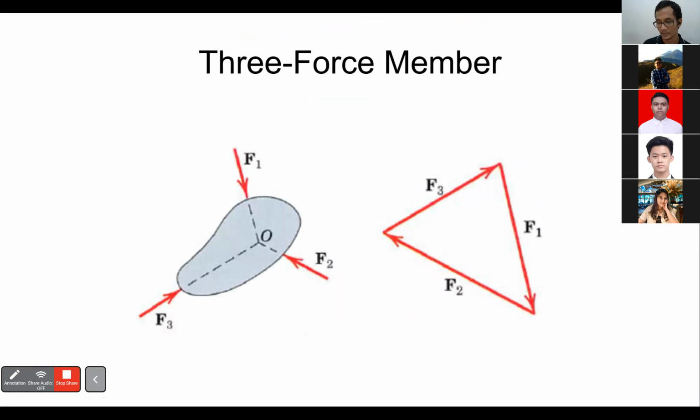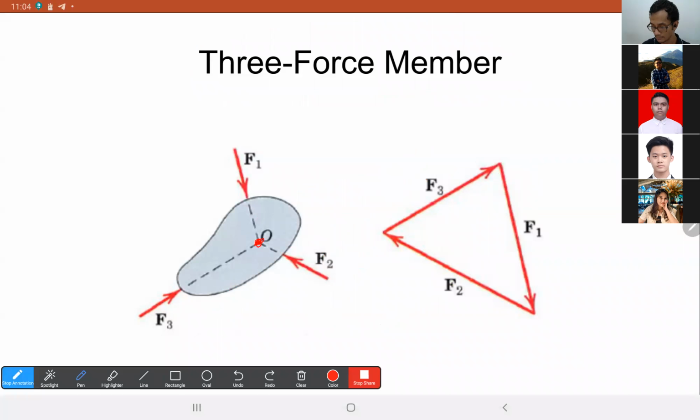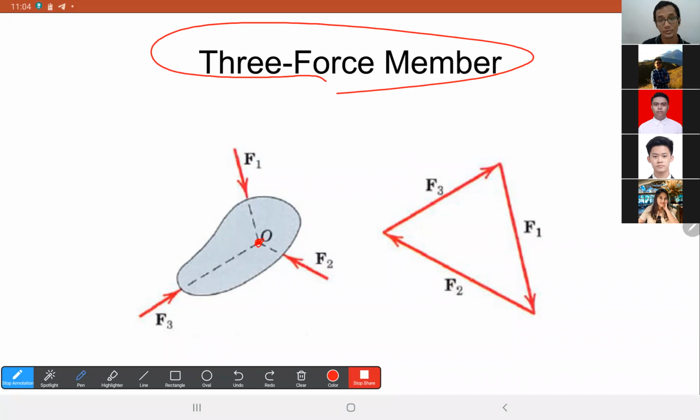Then, if several forces are happening at one body, say 3 forces happening at one body, but all the forces are going to one point, like this, in that case we call that a 3 force member.